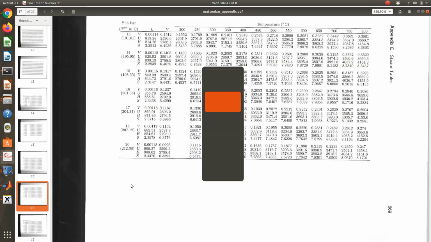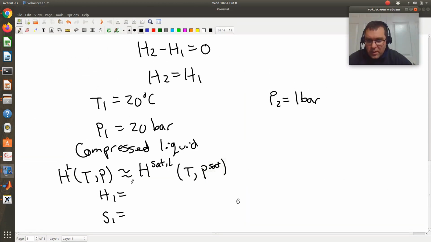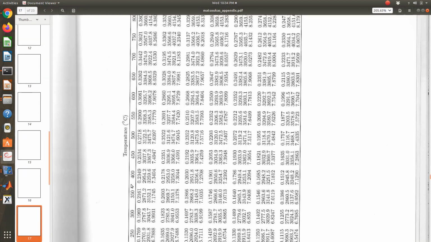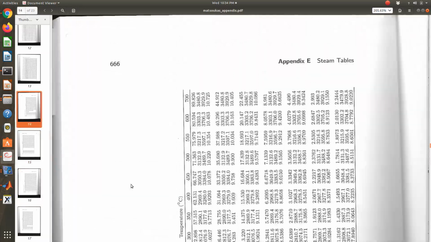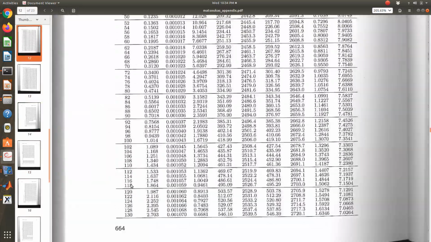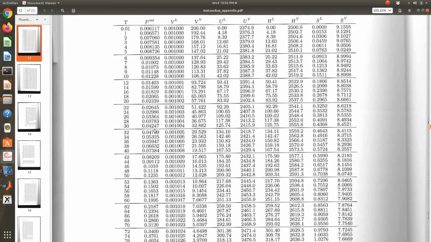If I wanted to look up H1, and I'll collect S1 as well, just in case I need it, we're at 20 degrees C. So instead of my superheated steam tables, I'm going to go to my saturated steam tables, which are tabulated in terms of temperature. I find 20 degrees C, and the saturation pressure is 0.02 bar. So basically I'm assuming that my properties at 20 degrees C and 0.02 bar are approximately the same as my liquid at 20 degrees C and 20 bar. It's a pretty big difference in pressures, but based on the information given, that's honestly the best we can do.